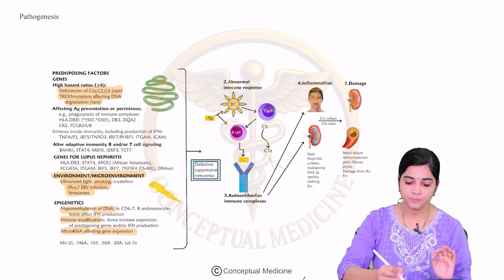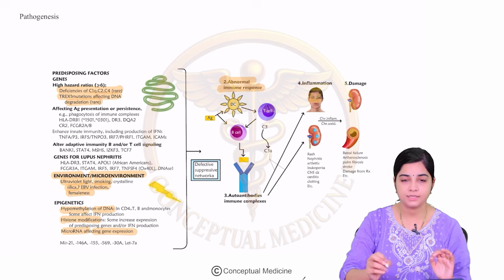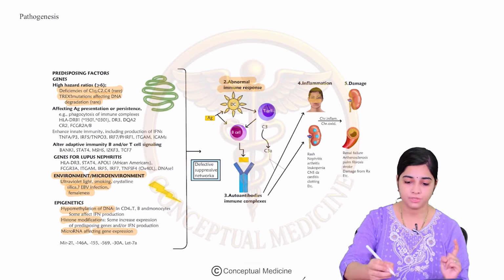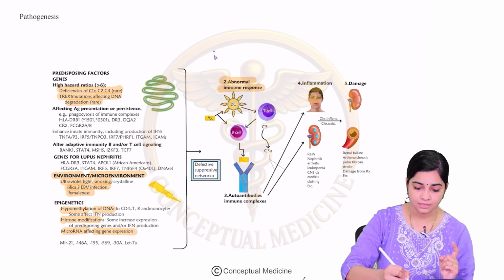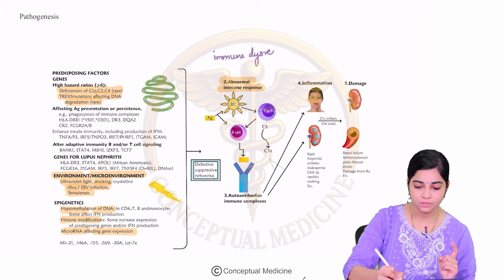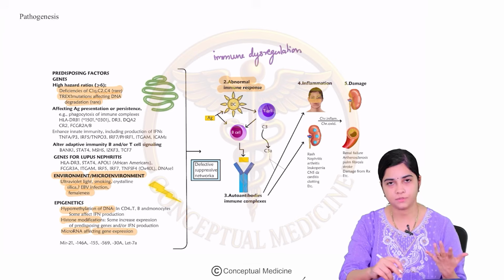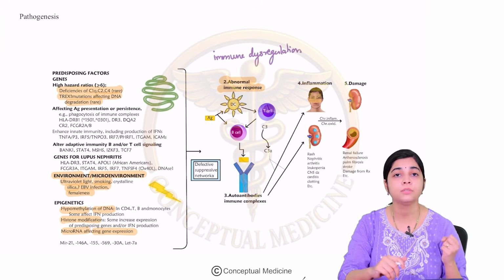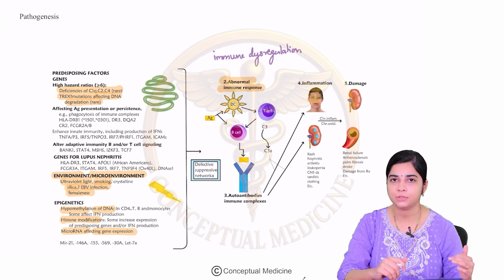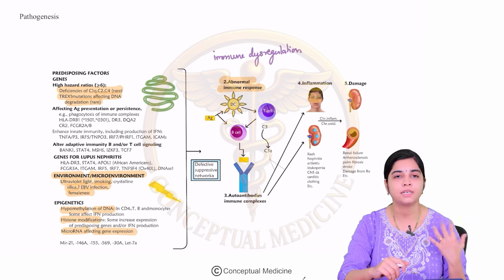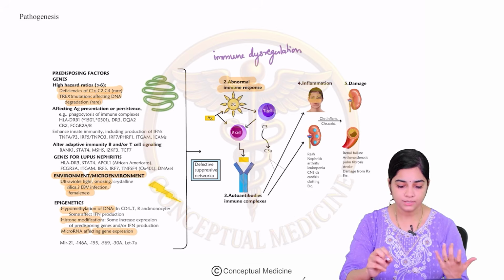The key thing that you have to remember is that there is an abnormal immune response, or what we call immune dysregulation. The word is immune dysregulation. So the normal immunity is going to help fight external pathogens, but here there is a dysregulated immunity which is going to fight against our own cells.